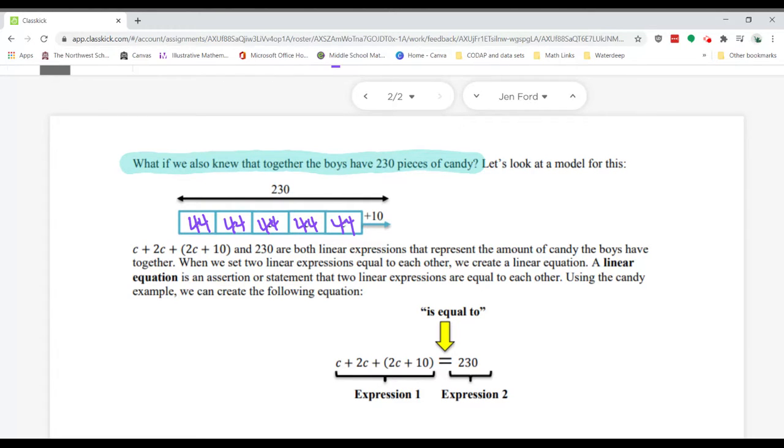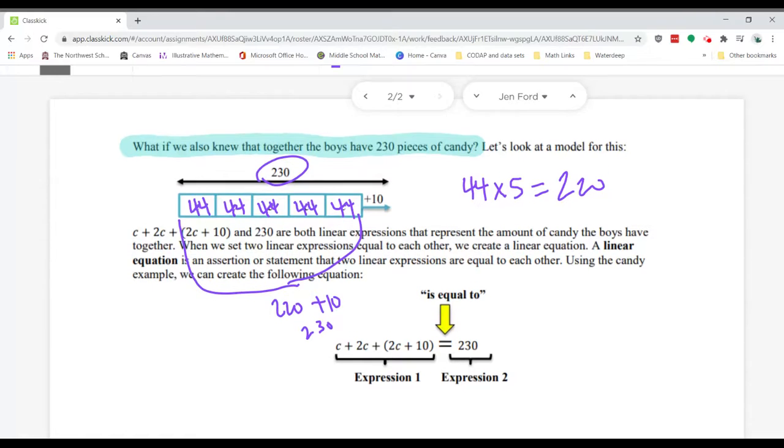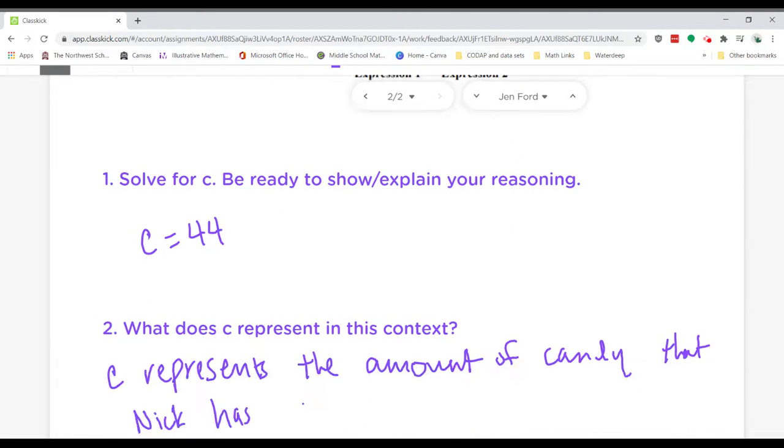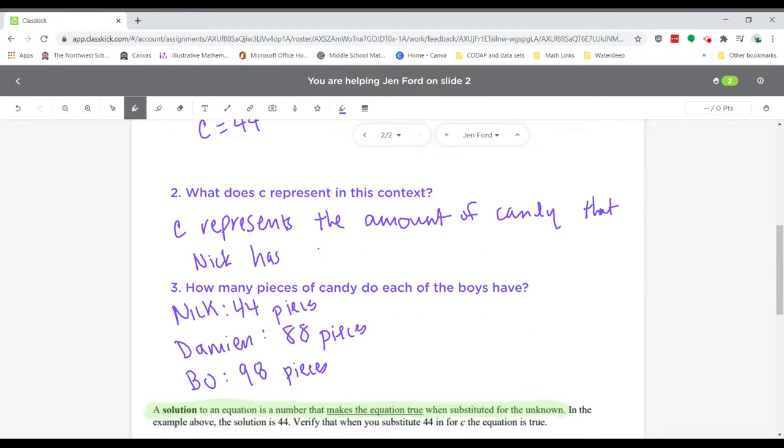So what I have there is 44 times 5, which is, I'm not sure, I'm using my calculator. 44 times 5 is 220. So I've got this part right here is 220 plus 10, which is 230, which is the right answer. So that's one way to verify that we have the right solution. Okay, perfect.